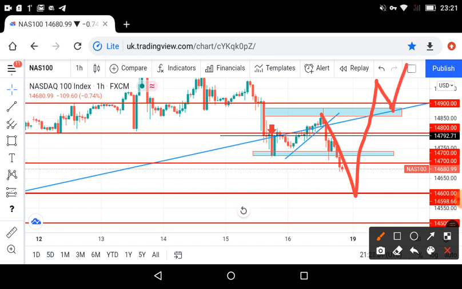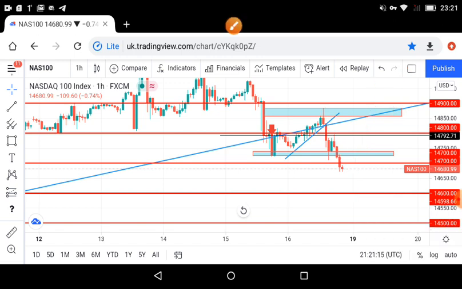Personally, I don't really like to enter trades on the actual breakout. I like to wait for the market to come back for the pullback before I enter a trade, because that is when I'm sure that the market is going to continue up. So this is this week's idea.